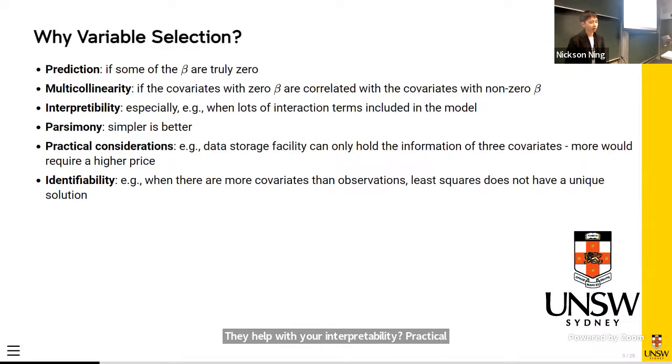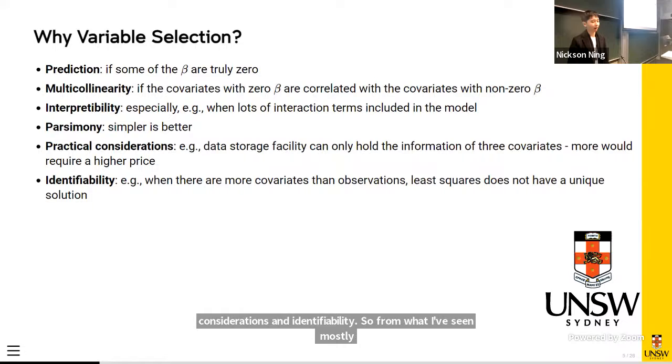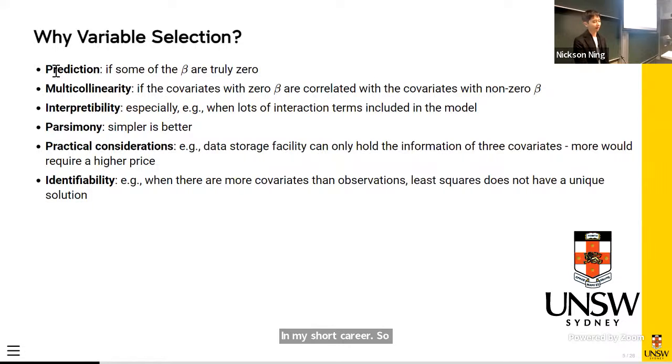From what I've seen, mostly in my short career so far, people are often interested predominantly in these first 2, although that certainly might not be the case for you. When some of your slopes beta are actually 0, the variable selection techniques can improve the prediction of your model as well as deal with multicollinearity. Okay, so that's why you might want to do variable selection.